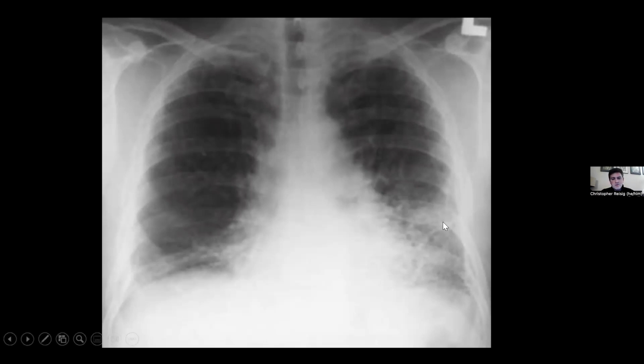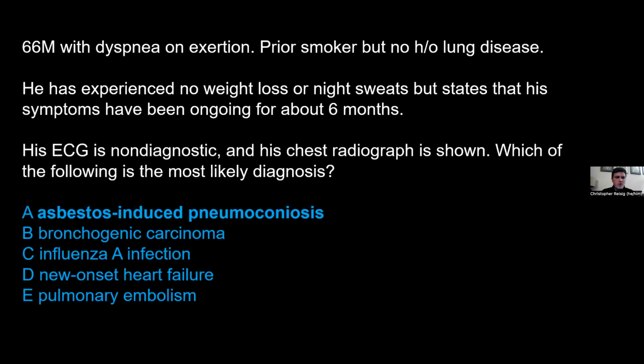And the answer here, because of the way these things adhere to the periphery of the lung more, is that this is actually a pneumoconiosis. That's how you're supposed to differentiate this from a more mass lesion like a carcinoma. It's a little hard, but that's the way I think the thought process works. And this is asbestos-induced pneumoconiosis.